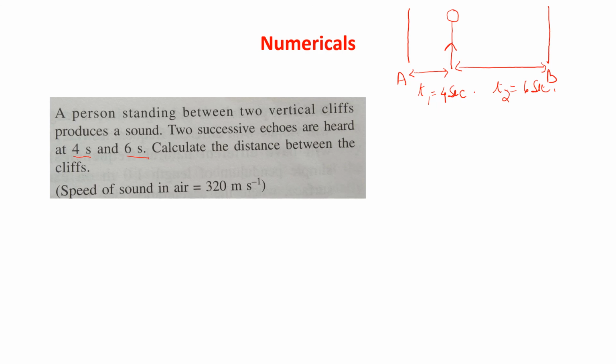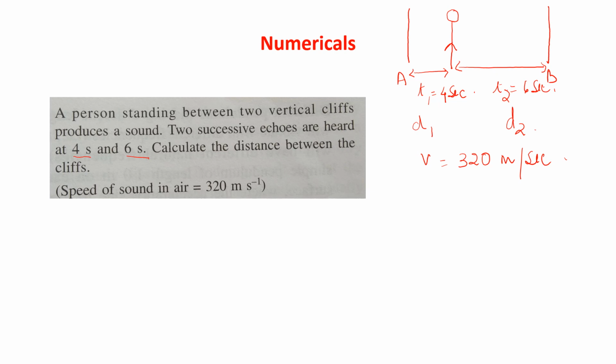Now, let us suppose the distance between cliff A and the person is D1, and the distance between the cliff B and the person is D2. Now, this 4 seconds and 6 seconds are echo times, and the velocity of the sound in air is given, that is V is given as 320 meter per second, which is the same for both. So find out the distance D1 from cliff A to the person and distance D2 from cliff B to the person. So let me first find out D1.